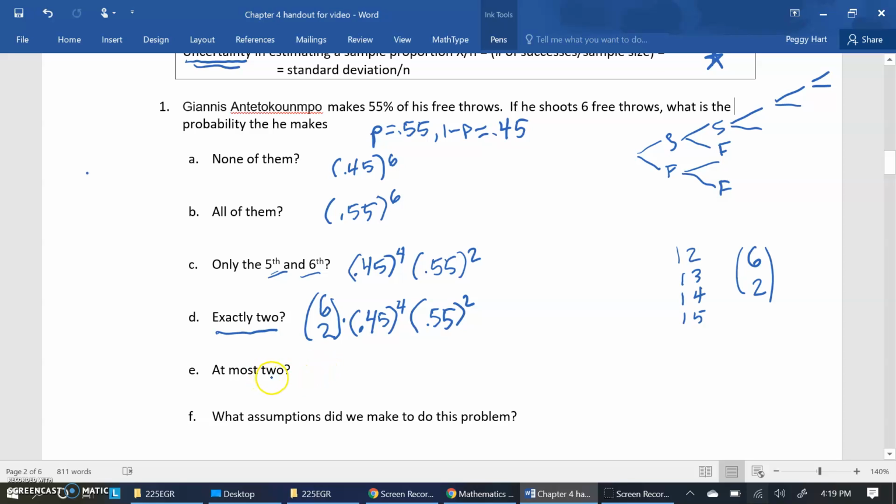So at most 2 would be the probability x equals 0, or the probability x equals 1, plus the probability x equals 2. Notice we can ask the question in some different ways. Now this would be 3 of these kinds of things, and we could do this one. Well, we did x equals 0. Which one was that? 0 successes, that was none of them. That was this one.